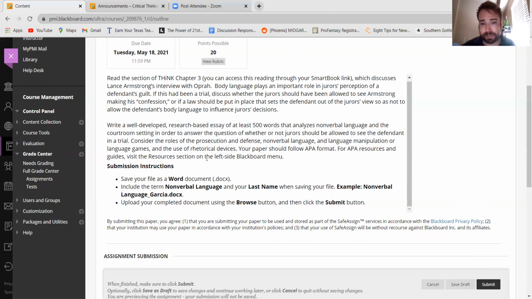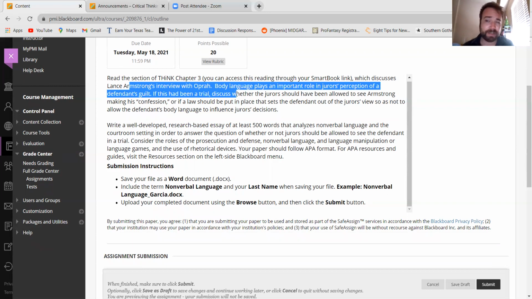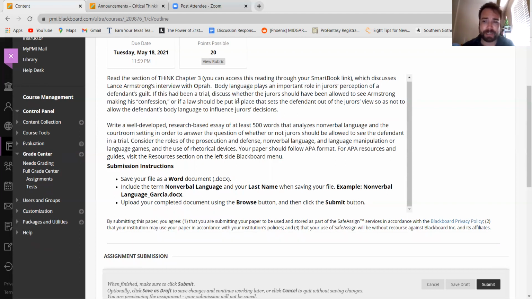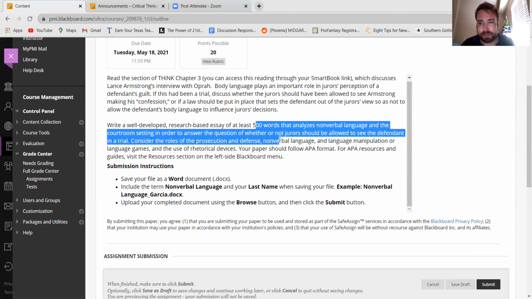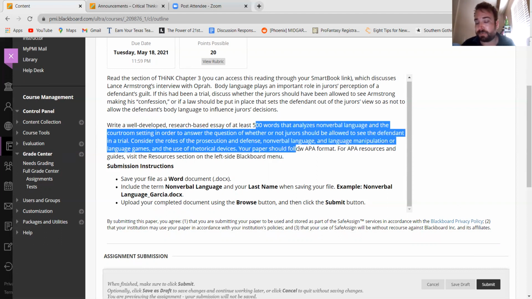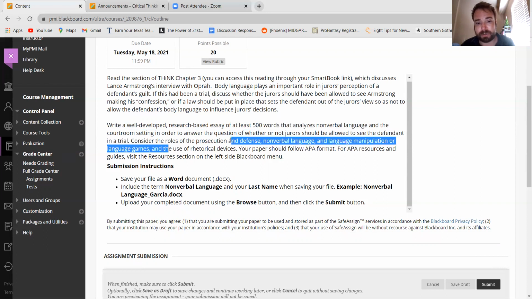Make sure that you are answering each of these little individual questions while also addressing the main one. Finally, the Lance Armstrong thing is kind of a lead-in thing. It's up to you the extent to which you want to play with it. You could write this essay without ever talking about Lance Armstrong, or you could write this essay while talking about Lance Armstrong. It's up to you, as long as you're addressing the main question about whether or not jurors should see the defendant, and also addressing these little sub questions of the prompt.